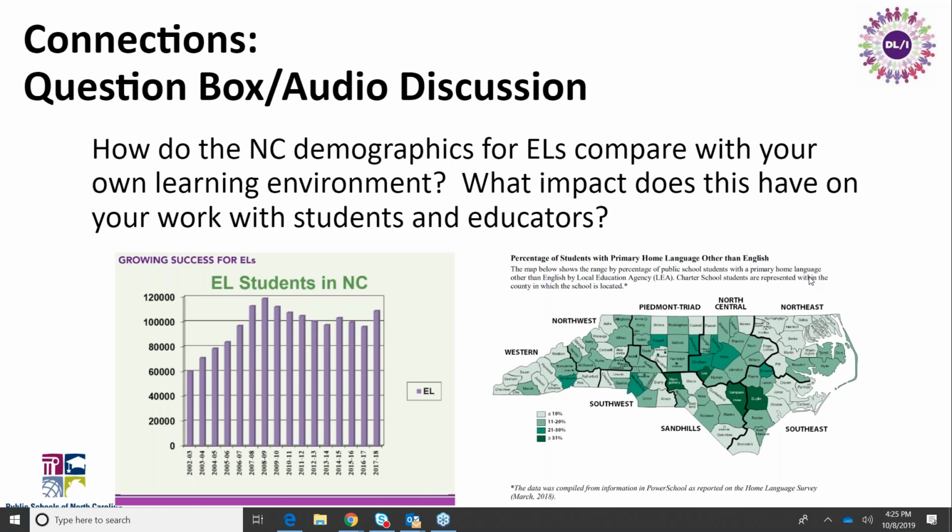Mm-hmm. I remember when I was in Charlotte-Mecklenburg and we had the Bantu students come in, it was the same kind of situation. You had students who had had no schooling, even at the high school level, and people often did not know what to do to help those students.